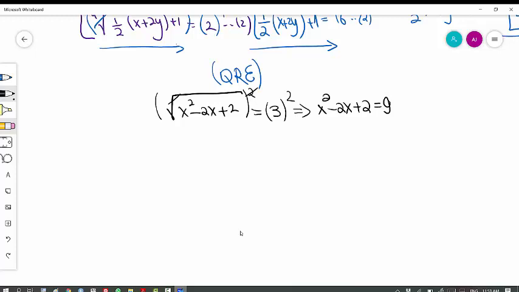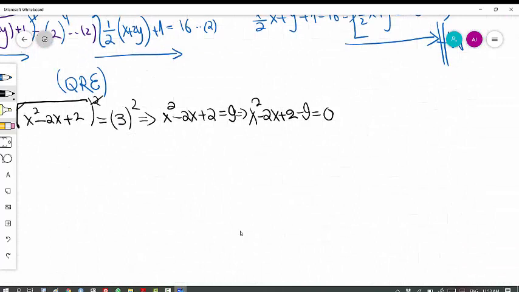Now, write this in the general form. x squared minus 2x plus 2, I take 9 to the other side, it becomes minus 9, is equal to 0. Now from here, x squared minus 2x minus 7 is equal to 0. This is a quadratic equation, the solution of which I give as homework.